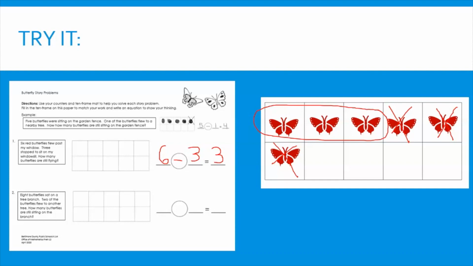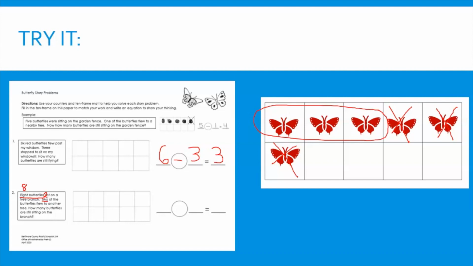Now it's your turn. You're going to try number 2. I'm going to read it and then give you some time to try to solve it. Then we'll talk about the problem. 8 butterflies sat on the tree branch. I know that there are 8. I'm going to go ahead and underline that so we remember that there are 8 butterflies. 2 of the butterflies flew to another tree. How many butterflies are still sitting on the branch?